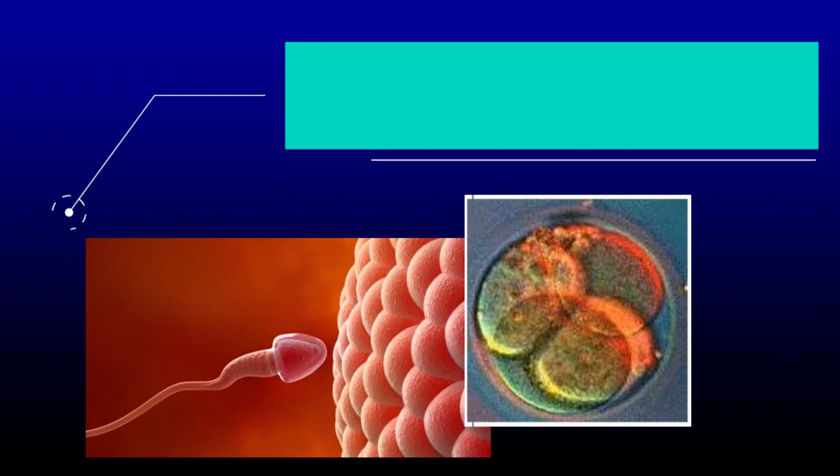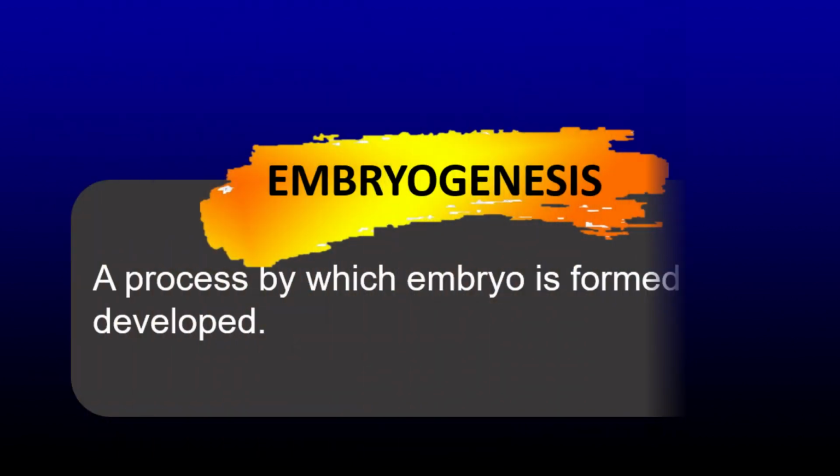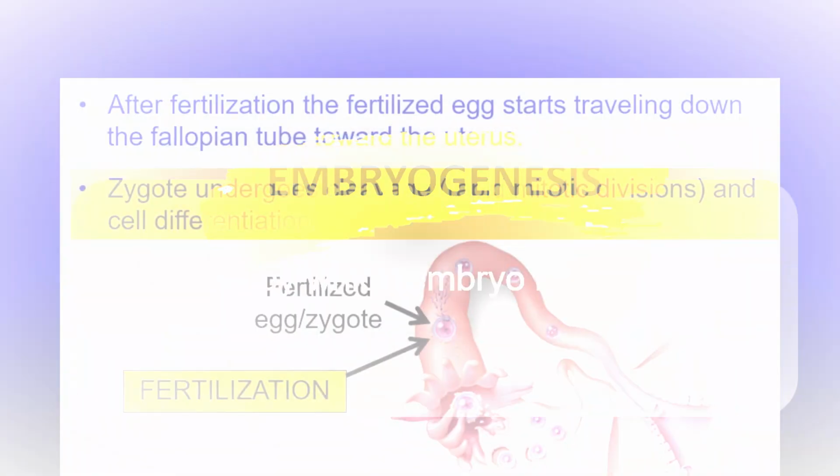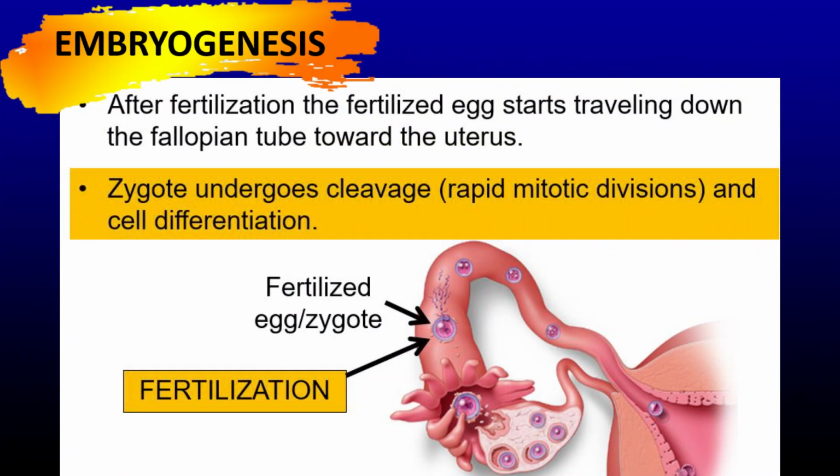Alright, so now we proceed to the definition of embryogenesis. What is the embryogenesis? Embryogenesis refers to a process by which embryo is formed and developed. Fertilization occurs in the fallopian tube, also known as oviduct. And after fertilization, the fertilized egg or zygote starts traveling down the fallopian tube towards the uterus.